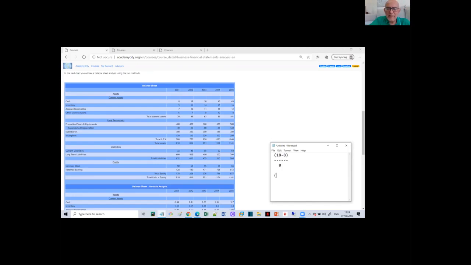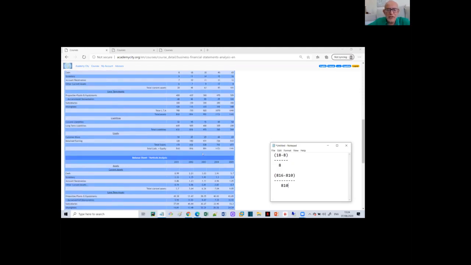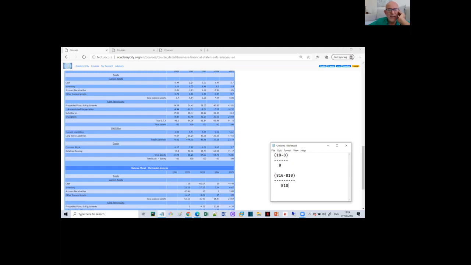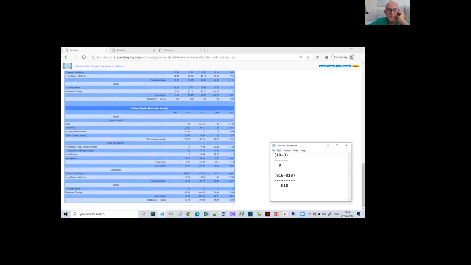We will do, how much is total assets this year? Total assets at 16, minus 810. That's the change. We divide it by how much it was last year. That's supposed to give me the 0.7. You see, it's a really small change. Total assets almost didn't change at all. So that's why I get less than 1%. Here we go, this one is equal to 0.74.